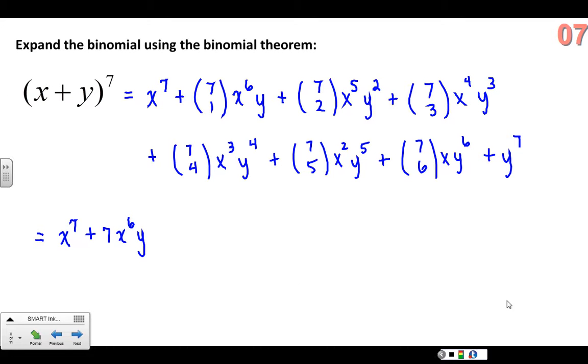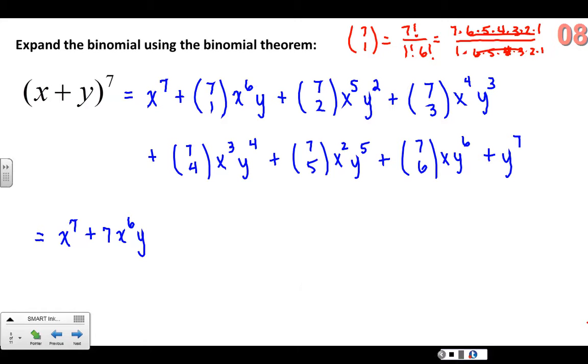Now, how did I get that? Let's go back over and remind ourselves how we do that. 7 choose 1 would be 7 factorial over 1 factorial and divided by 6 factorial. So we know that would be 7 times 6 times 5 times 4 times 3 times 2 times 1 over 1, and then 6 times 5 times 4 times 3 times 2 times 1. All that cancels out. 7 over 1. So you just get 7.